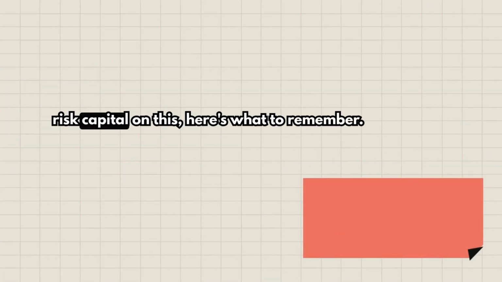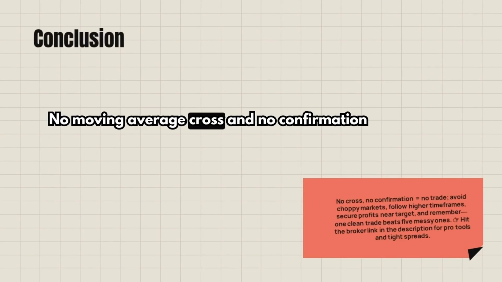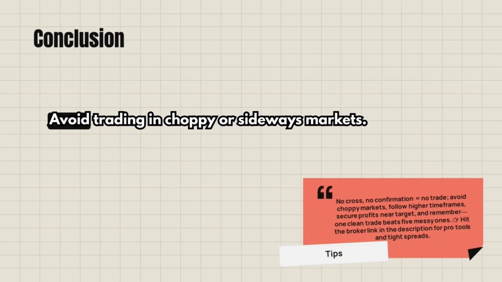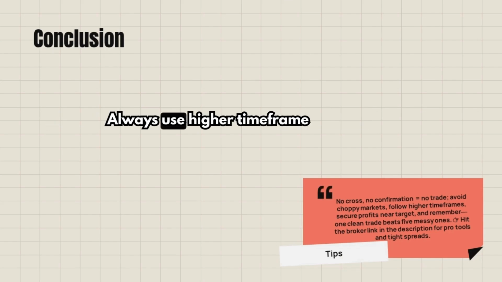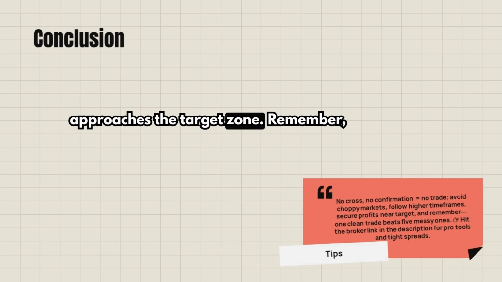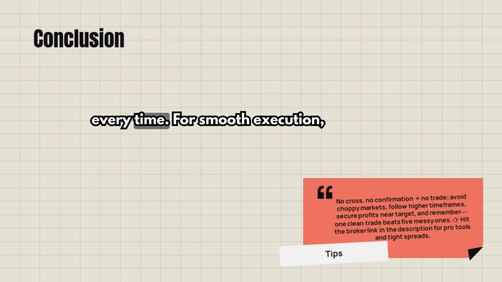Before you go risk capital on this, here's what to remember. No moving average cross and no confirmation candle means no trade. Avoid trading in choppy or sideways markets. Always use higher time frame structure to guide your direction. Lock in profits or trail your stop once price approaches the target zone. Remember, one well-planned trade beats 5 random ones every time.